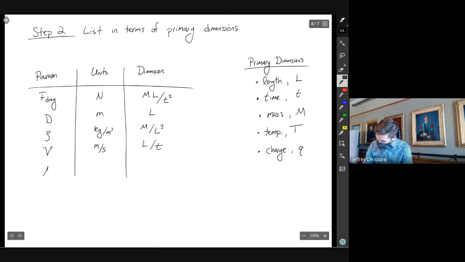What about, is the surprise bonus round. What are the units on viscosity? Does anybody know? I would have to look it up. So a Newton second per meter squared. Okay, viscosity, so we have to break that up into its dimensions. So we have newtons, which are made up of mass length per time squared, times time divided by meters squared. So this is mass per length time.